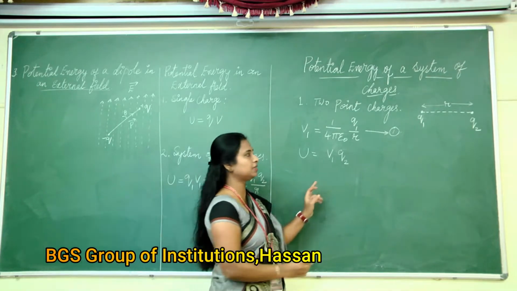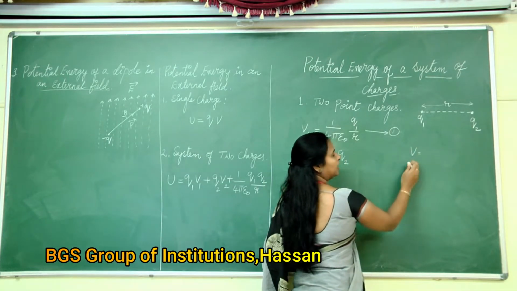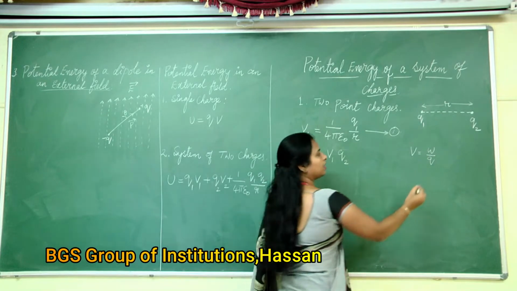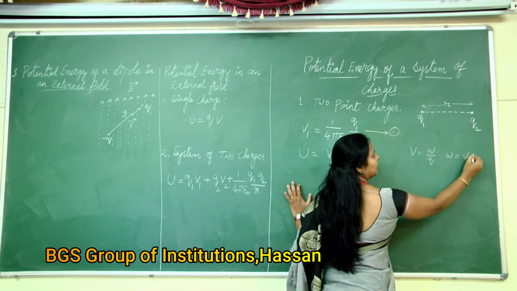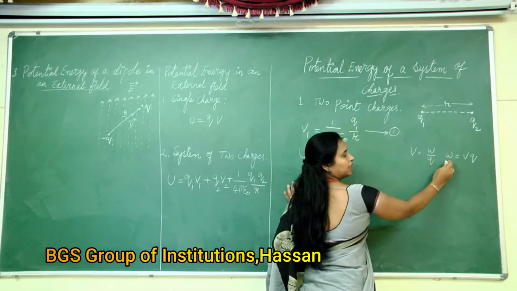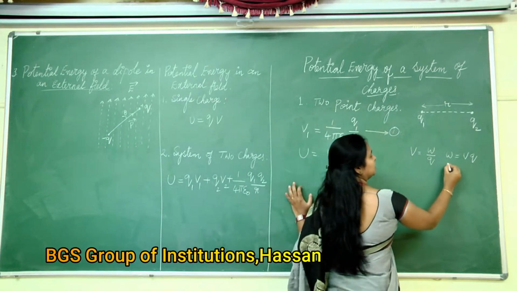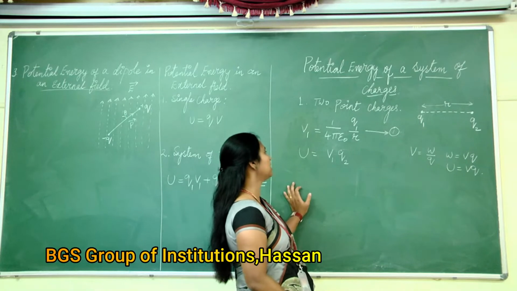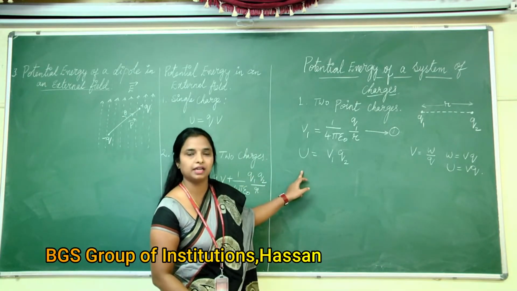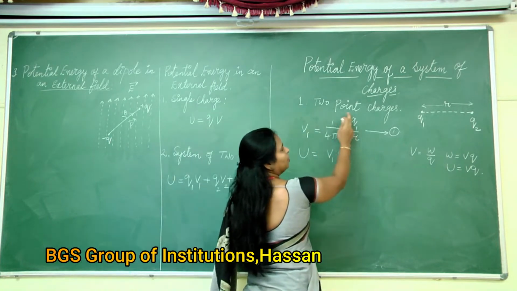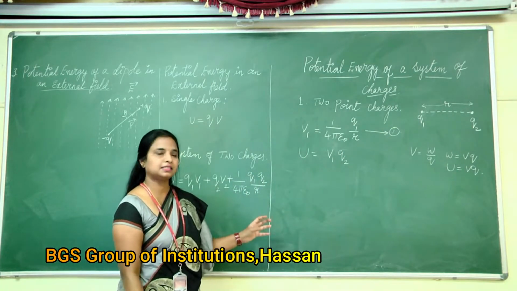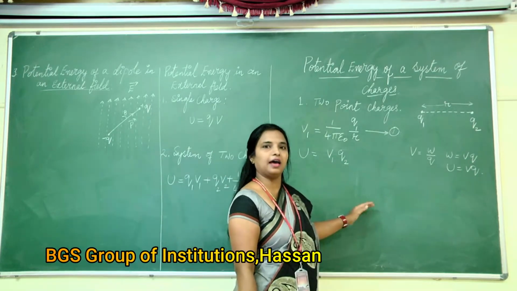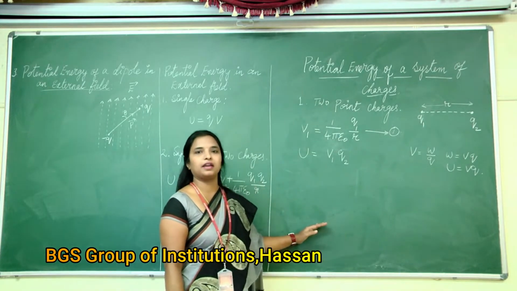How did we get this expression? See, we have already written that potential is nothing but work done per unit charge. Now work done is equal to potential into charge. This work done itself is nothing but the potential energy. That is U is equal to V into Q. Isn't it? So this is the expression for potential energy for the system of 2-point charges. And this potential energy can be generalized for like charges or unlike charges. For any kind of charges, we can write this expression.